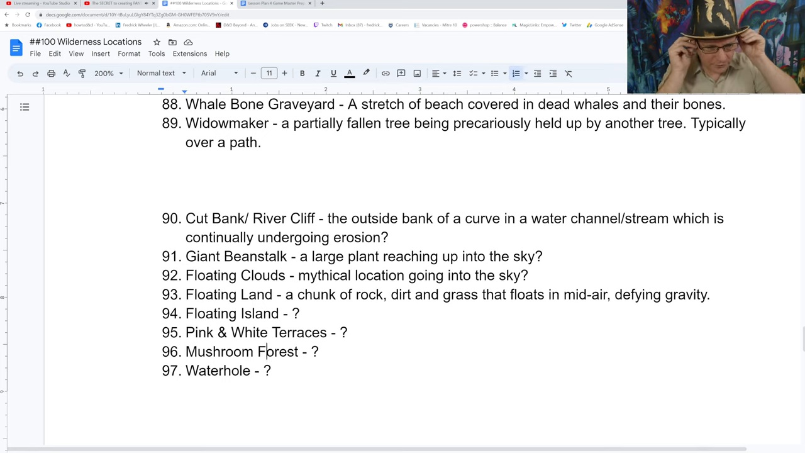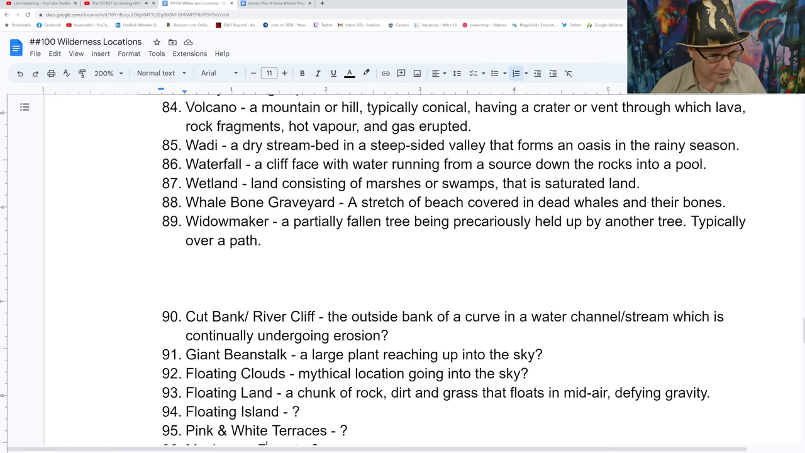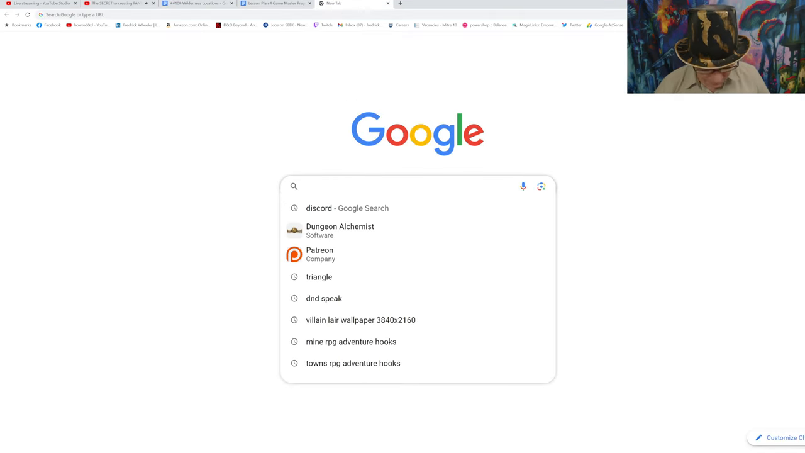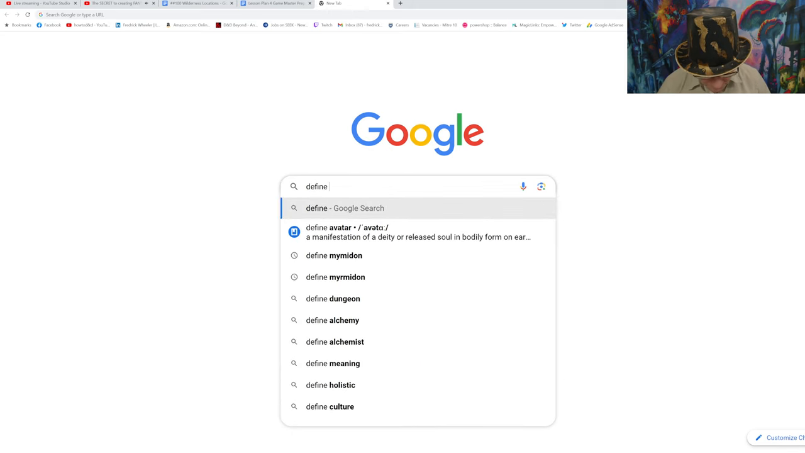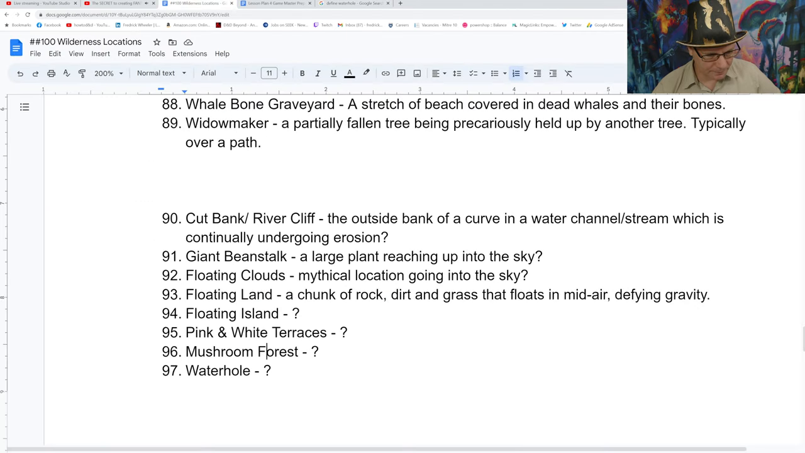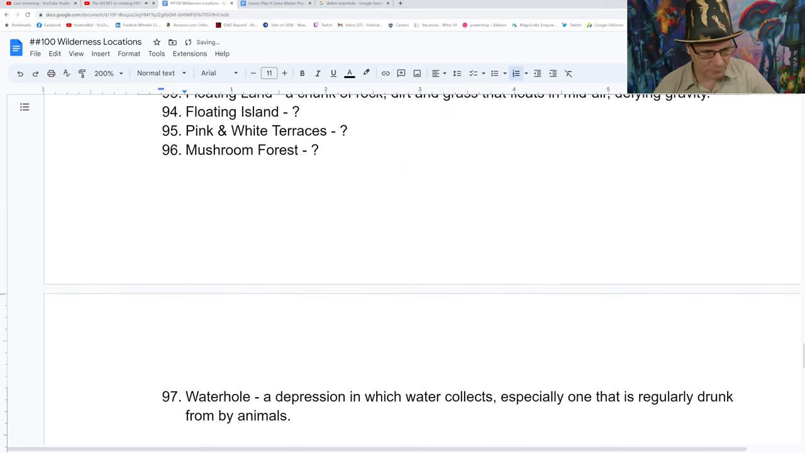And I am going to work my way through here, filling in these details and then placing them where I think they need to go. And I had written down waterhole just not so long ago because I realized we didn't have waterhole. So define waterhole. Okay, it's a depression in which water collects, especially for regular drinking. Yes, so this is essentially what we're trying to compress. We'll take this definition and place it in here, and I'll put it into alphabetical order. Take out the formatting.